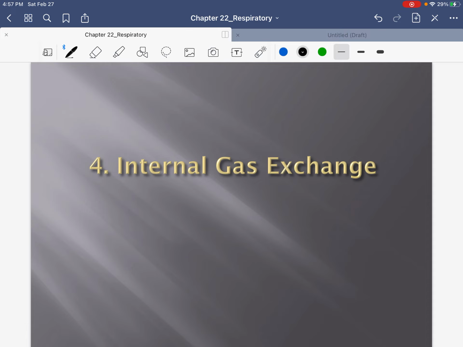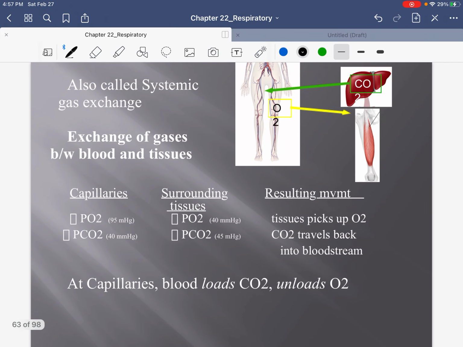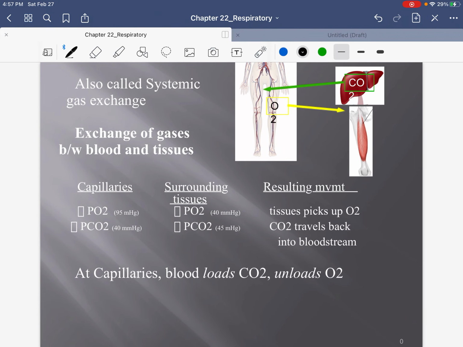What happens once that oxygen-rich blood gets to our tissues? We have our last gas exchange called internal or systemic gas exchange. So also know it's called systemic or internal. This is gas exchange between the blood and the tissues. Same principles. It's diffusion. I'm going to give you some numbers, but you don't need to know the numbers, in case you're wondering. Oxygen is going to move from the blood into the tissues. Could be a muscle, could be an organ. Carbon dioxide is going to move from the tissues back into the blood.